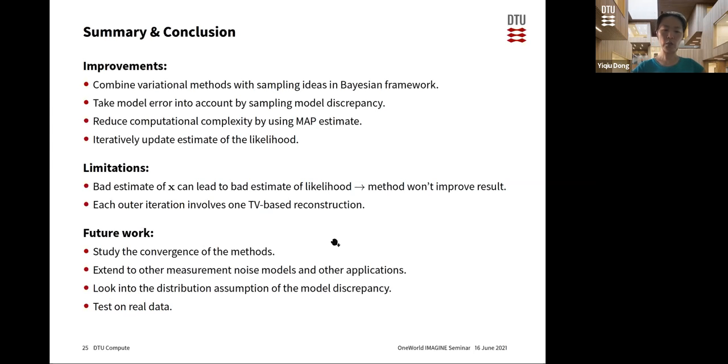For future work, one thing we would like to do is, for now we only numerically show the convergence of the algorithm. Of course, as a next step we would like to prove it theoretically. It's also very interesting to extend our method to other applications and to test on real data. Another thing we are looking into is the distribution assumption on model discrepancy, because for now we assume it's a Gaussian distribution, but maybe we can find a better assumption.